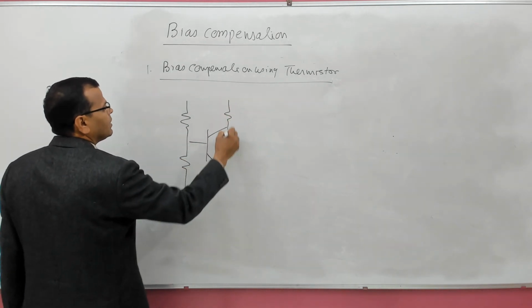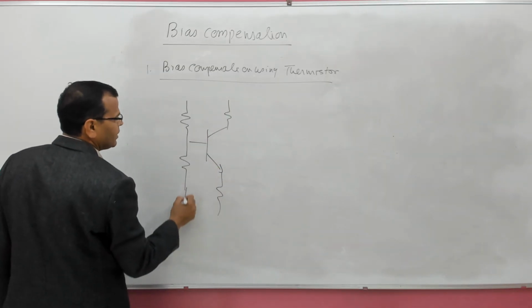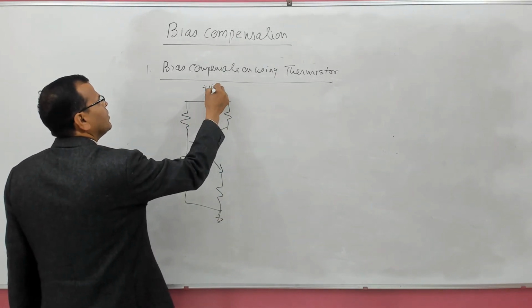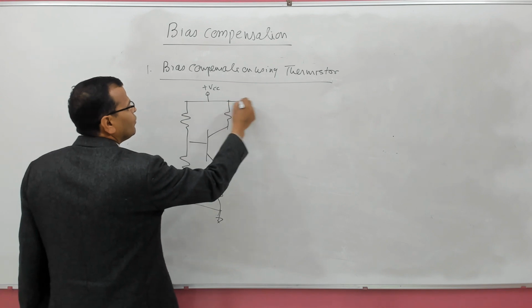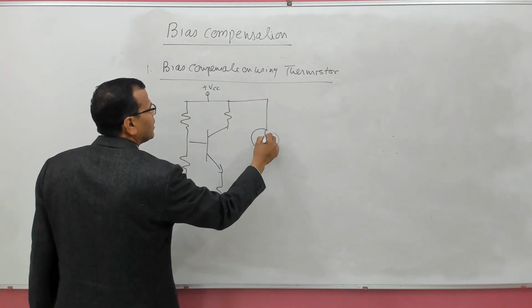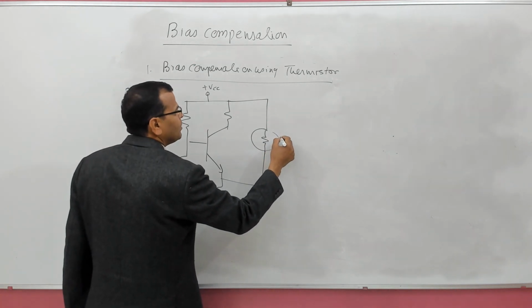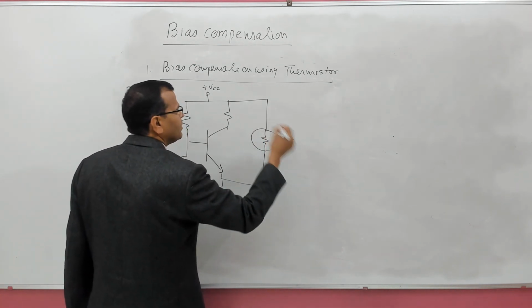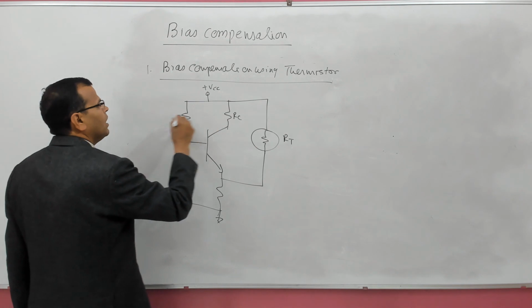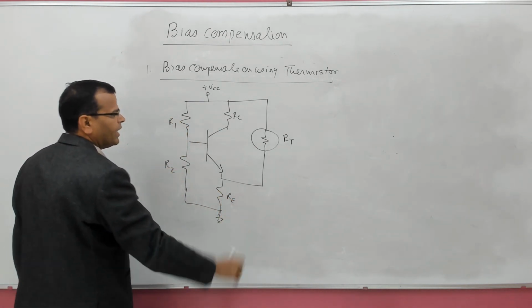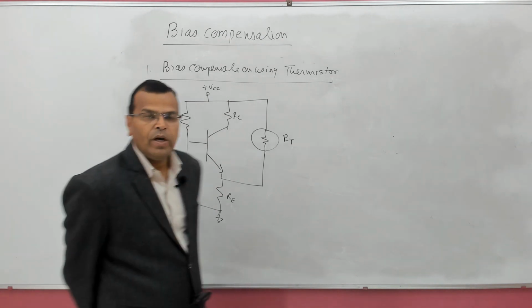One circuit is this simple circuit. This is VCC, right? In this circuit, we connect a thermistor. This is the symbol for thermistor. We connect a thermistor here, that is the resistance of the thermistor. This is RC, R1, R2, RE, right? So let us see the mechanism.